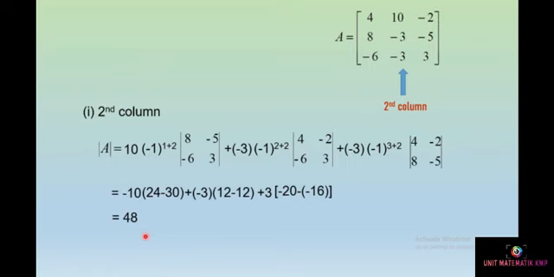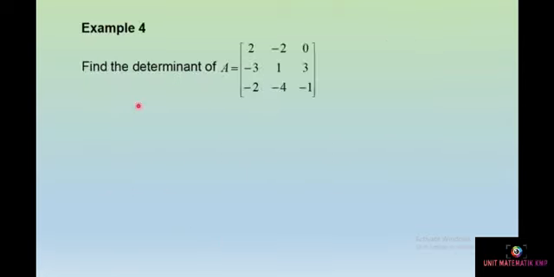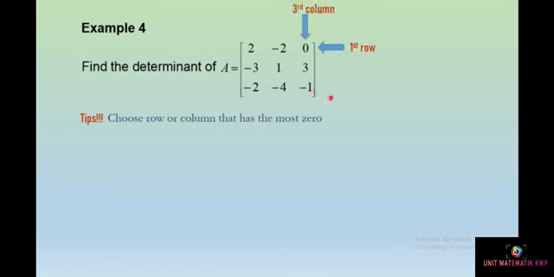Therefore, we will get the same value of determinant A if we choose any row or column. Look at example 4. Find the determinant of A, where A is a 3 by 3 matrix. Tip: choose the row or column that has the most zeros. Look at the elements of matrix A. The first row and third column have an element of 0. So you can choose either one in order to get the determinant A.